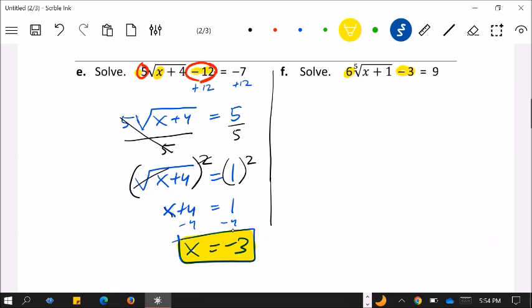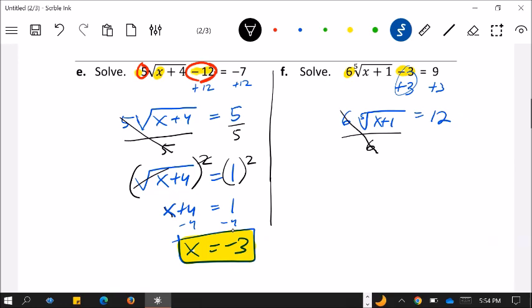Well, welcome back. Let's do now these steps. And as you've seen me do many times, I do the adding or subtracting one first. So I have 6 fifth root of x plus 1. This became a 0, and 9 plus 3 is 12. That 6 is multiplying towards the fifth root. So if I divide it on both sides, I will cancel out that 6. So now, fifth root of x plus 1 is equal to 12 divided by 6 is 2.